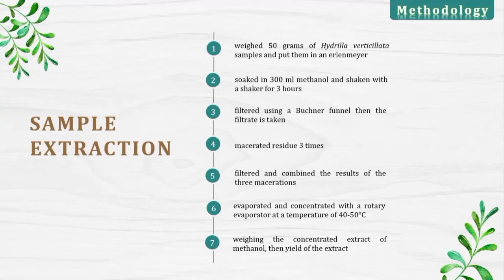And then the next step is to filter and combine the results of the three macerations. Next, evaporate and concentrate with a rotary evaporator at a temperature of 40 to 50 degrees Celsius, because methanol can evaporate below its boiling point in the presence of a pressure drop in the system. Then weigh the concentrated methanol extract, and the last step is the yield of the extract was calculated, obtaining a concentrated extract of 5.14%.